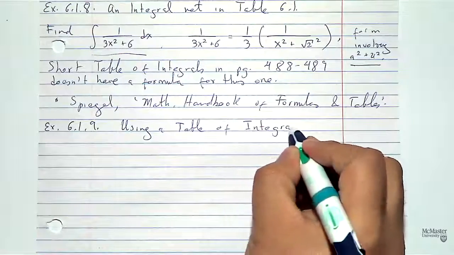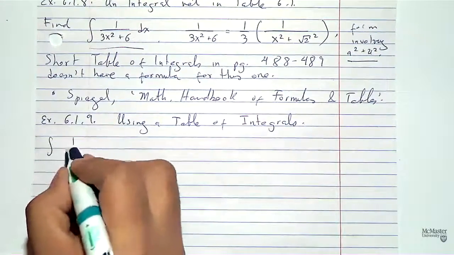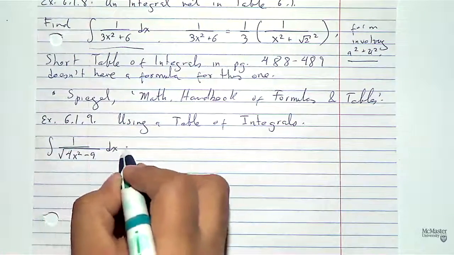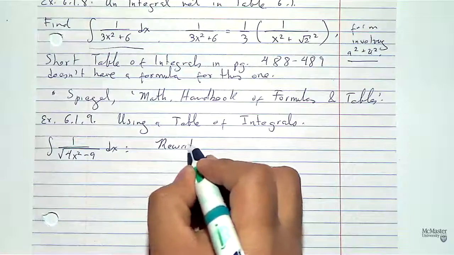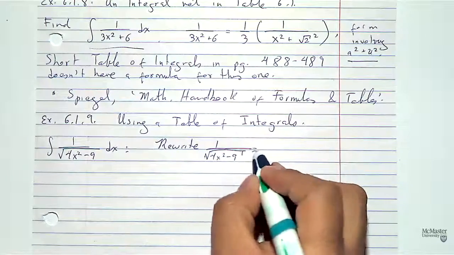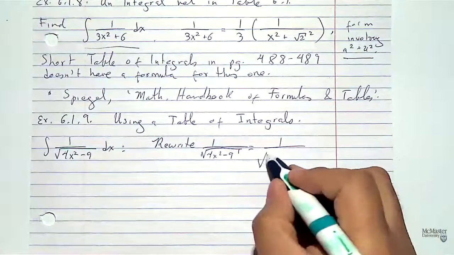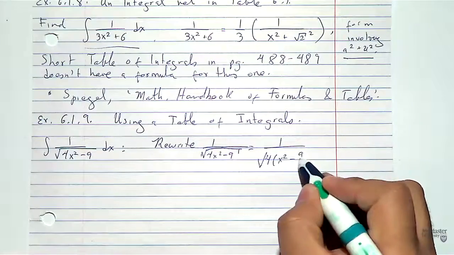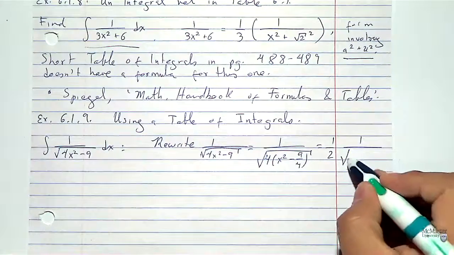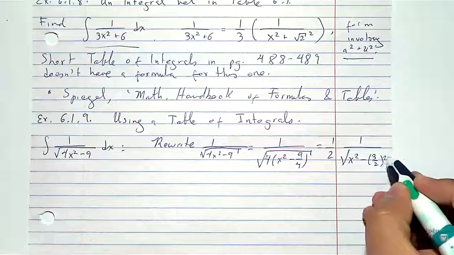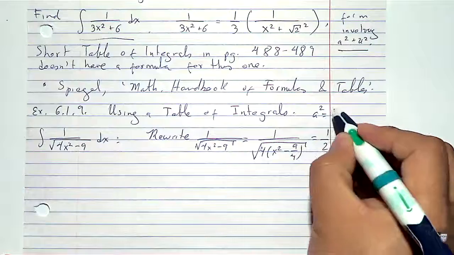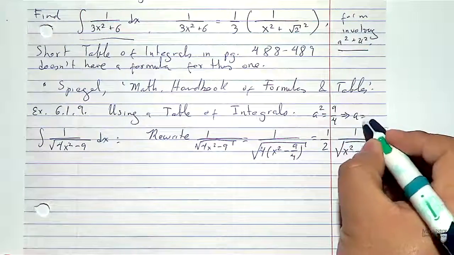So the last example is basically to use the table of integrals, which is the integral of 1 divided by the square root of 4x squared minus 9 dx. And you would have to rewrite the term, well, basically factorizing. So you have 4 times x squared minus 9 over 4. So you can take it, this is a 2. Then you have a square root of x squared minus 3 divided by 2 squared. So, in fact, your a is such that a squared is equal to 9 over 4, which means that a is equal to 3 over 2.